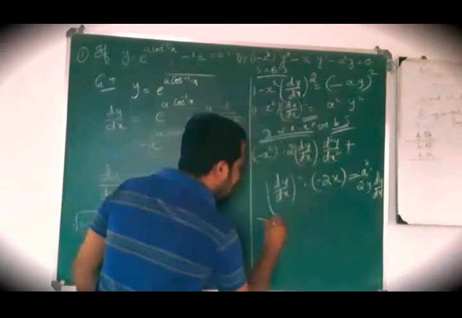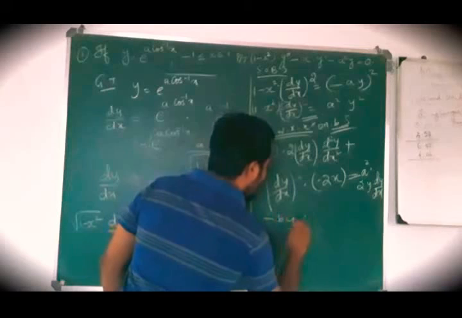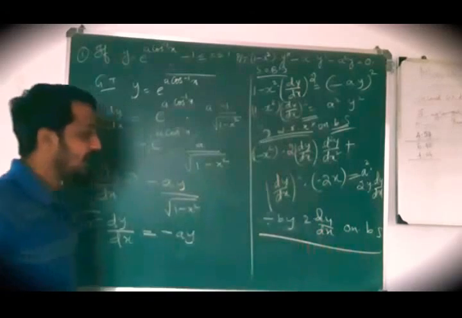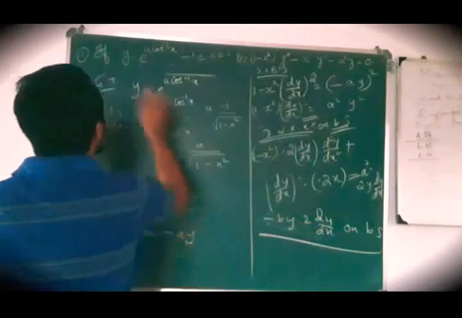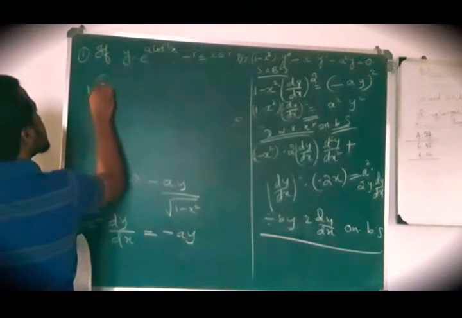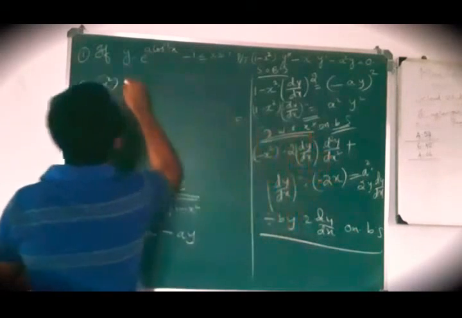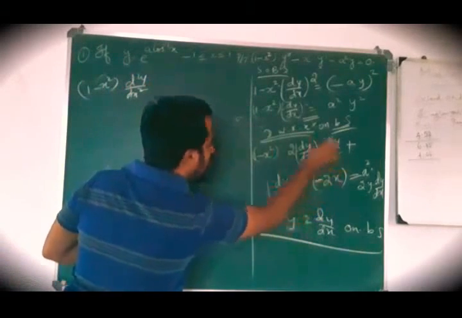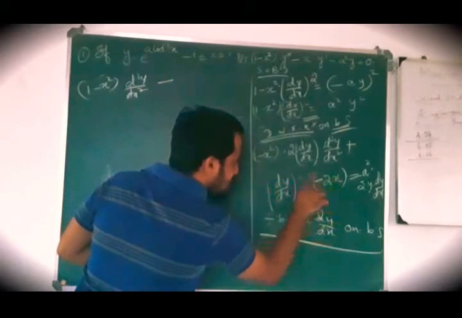Now dividing by 2 into dy/dx on both sides. What you will get? So (1 minus x²) into 2 into dy/dx I have to divide. That means this term will not come. So into d²y/dx². Yes or no? Now this minus is there. So minus. Again 2 will be cancelled, dy/dx term will be cancelled. So remaining minus x dy/dx.